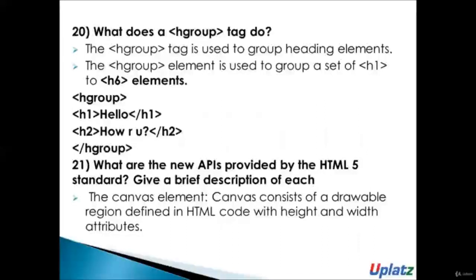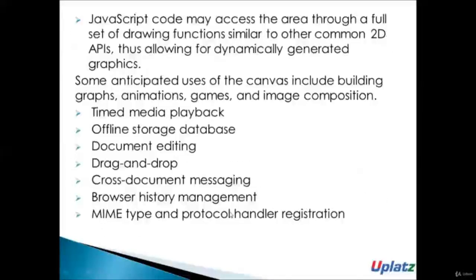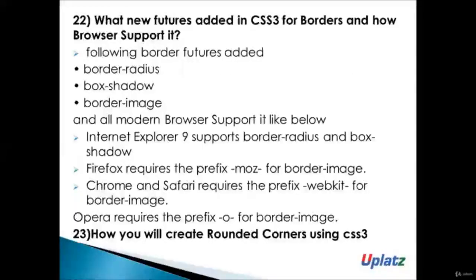So next is, what will the hgroup tag do? It will group the heading elements from H1 to H6. So like this, you can group all the H1 to H6 elements inside the hgroup tag. So next is, what are the new APIs provided by the HTML standard? This also we have discussed, like canvas and some offline data storage, document editing, like that.